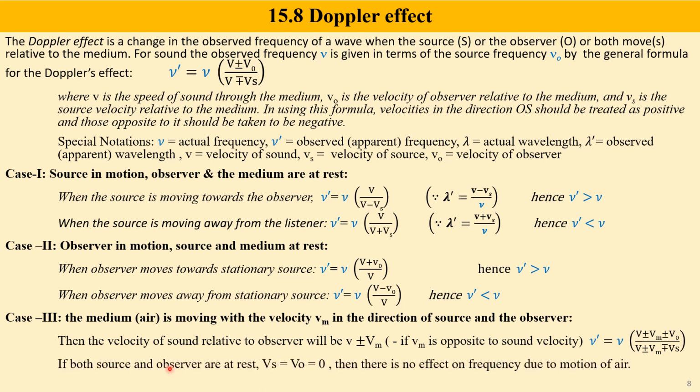Hence, if both source and observer are at rest, Vs is equal to 0 and V naught equal to 0, then there is no effect on the frequency due to motion of air. So in this equation, if you put V naught equal to 0 and Vs equal to 0, then there is no effect on the frequency due to motion.